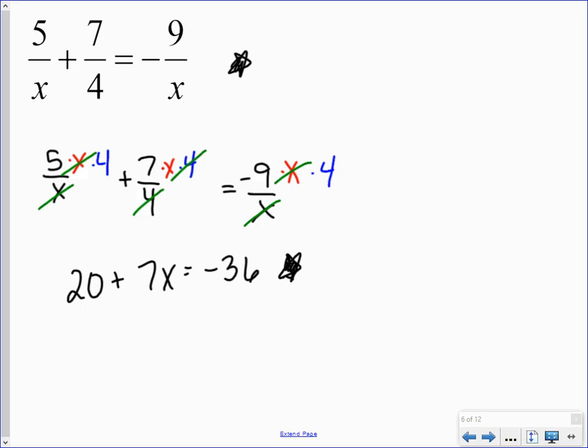Subtract 20 and divide by 7. So we get x equals -8. Thank you, Damon. Now you should take that x equals -8 and plug it back into your denominators. Does that make any of your denominators equal 0? No, it makes them equal -8. So you're good. Any questions about that?